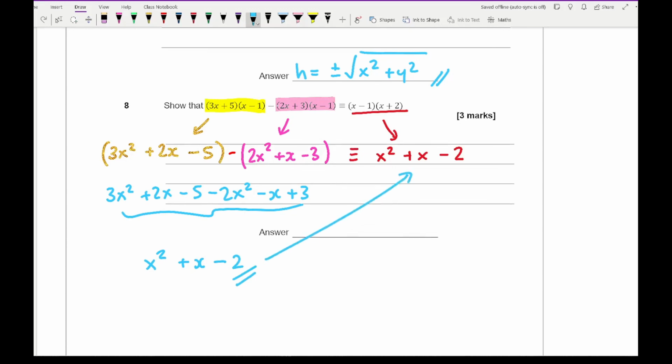Now, alternately, once you get to this stage here, you could actually go on to factorize this. So that becomes x minus 1, x plus 2. And again, that shows it, and then you won't need to write down what's written in red. That would be absolutely fine. So either of those two ways to conclude that the left hand side equals the right hand side is going to be absolutely fine.